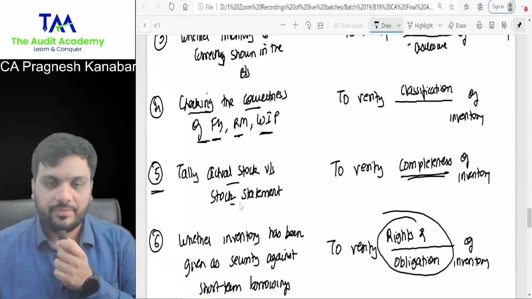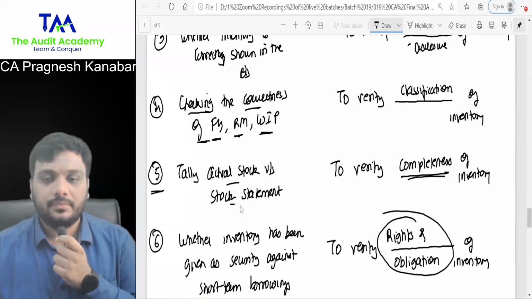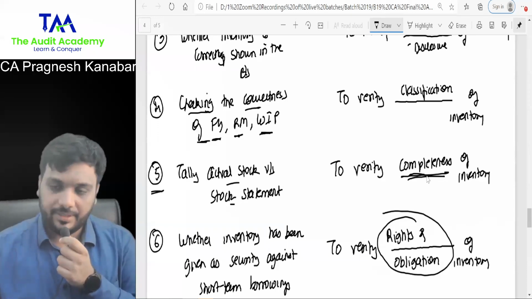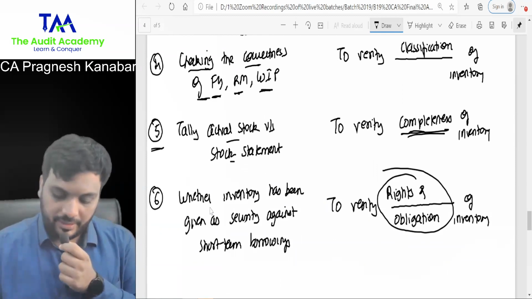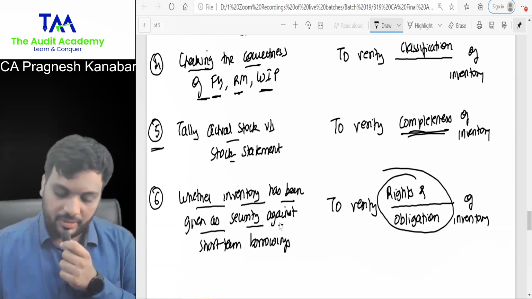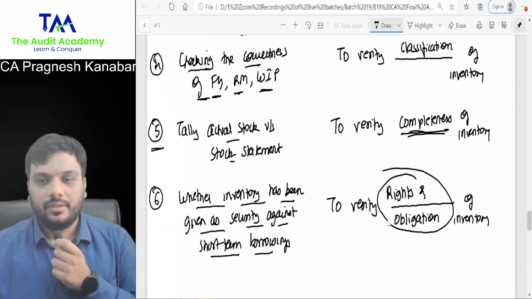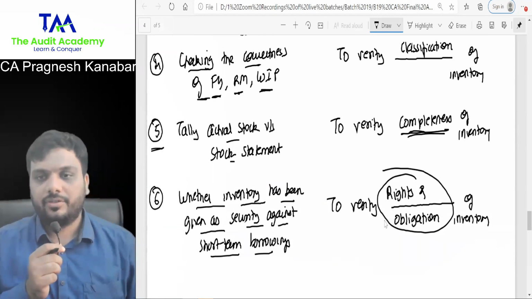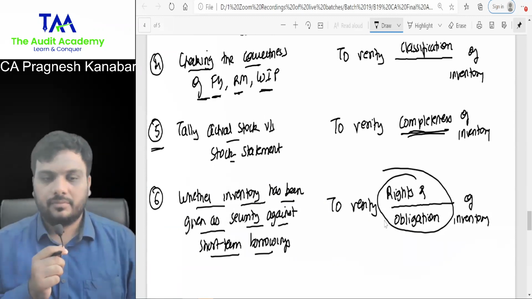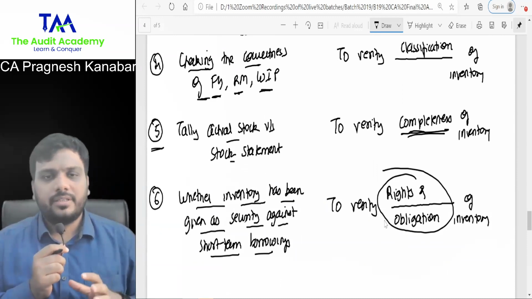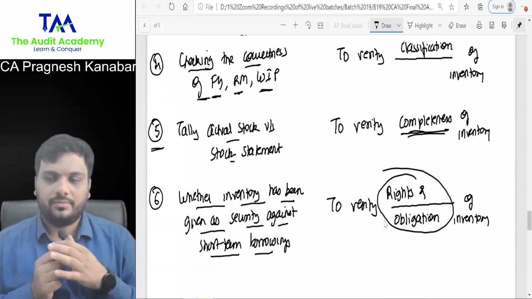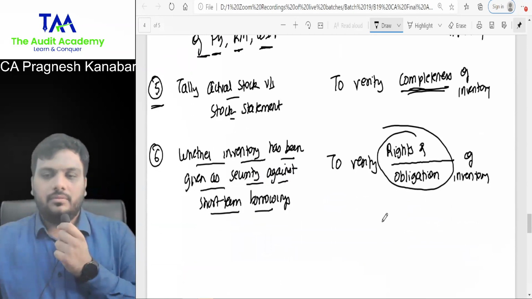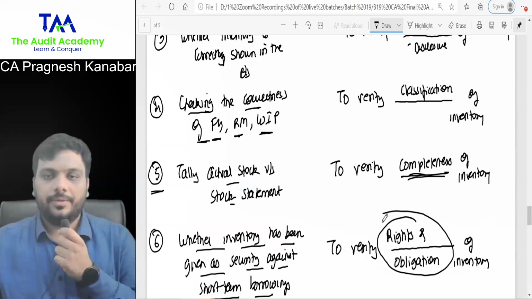Tally physical stock statement versus stock statement. Why are we doing this? To verify the completeness of inventory. Whether inventory has been given as security against short-term borrowings. This is to verify the rights and obligations of the inventory. So in audit subject, whenever we are performing any procedure, it is always for a specific assertion. Okay.